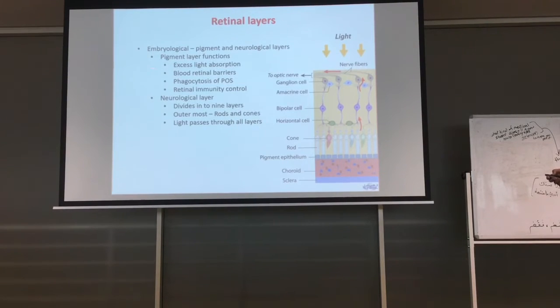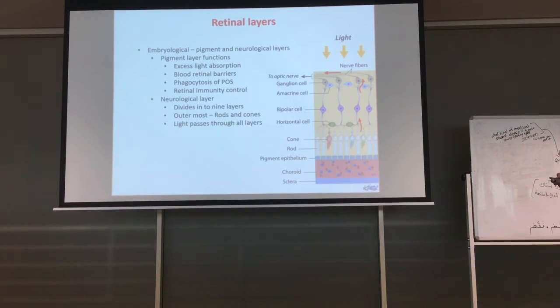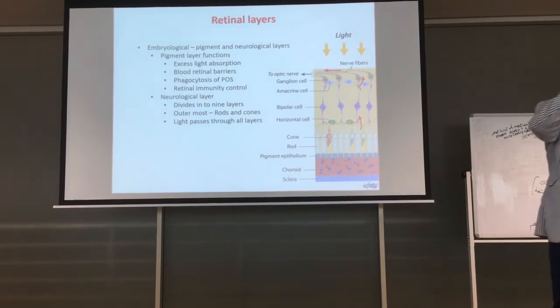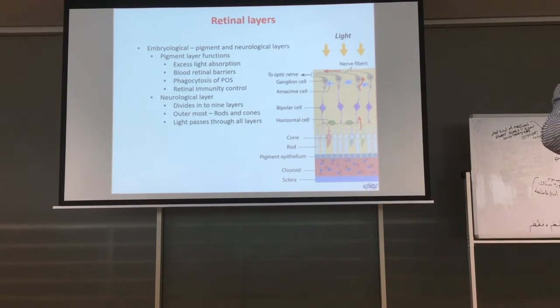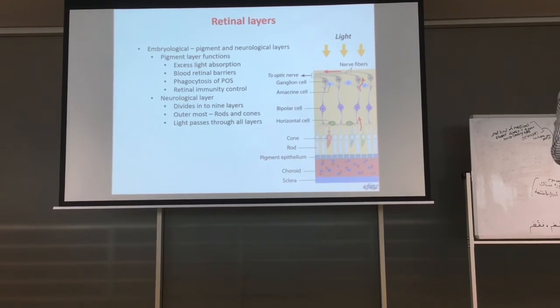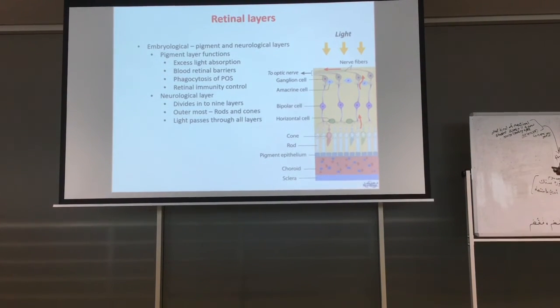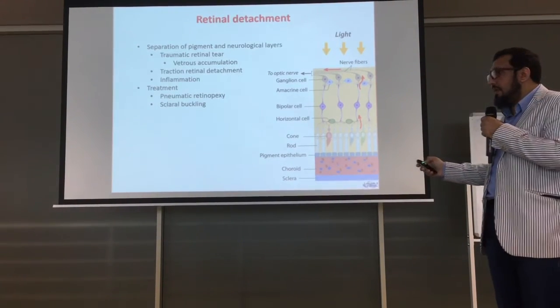So these are the functions of this pigmented epithelium: absorption of light, the blood-retinal barrier, and retinal immunity control. They also eat up the ends of the cones continuously so that the cones can continue to produce and their ends can be phagocytosed continuously. So this is the basic mechanism by which the rods and cones maintain themselves. Dr. Zafar will further talk about it. The neurological layer, as we said, is further divided into 9 layers, and Dr. Zafar will talk about it in histology.